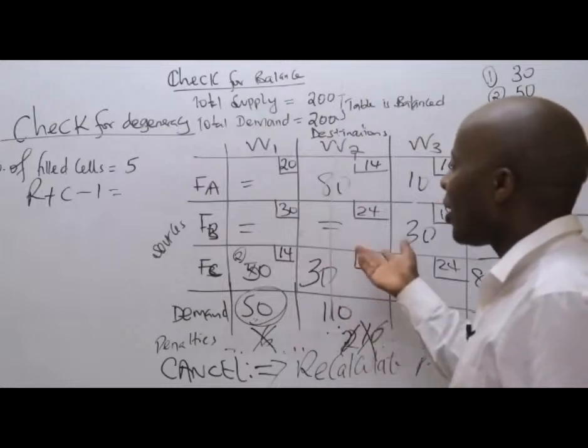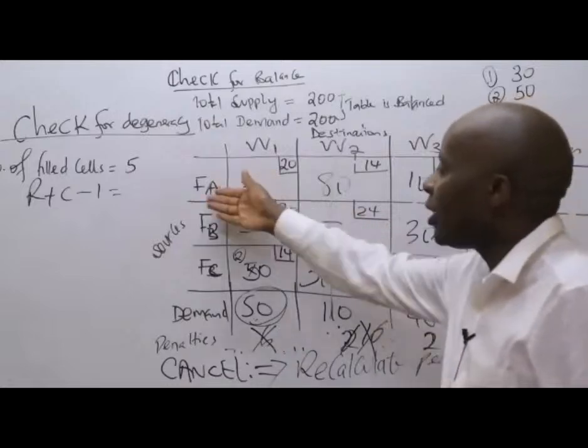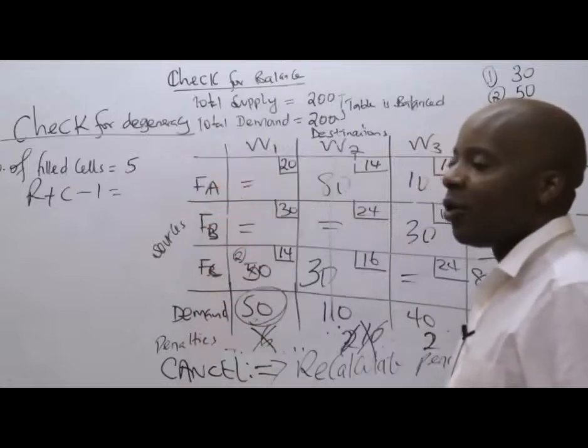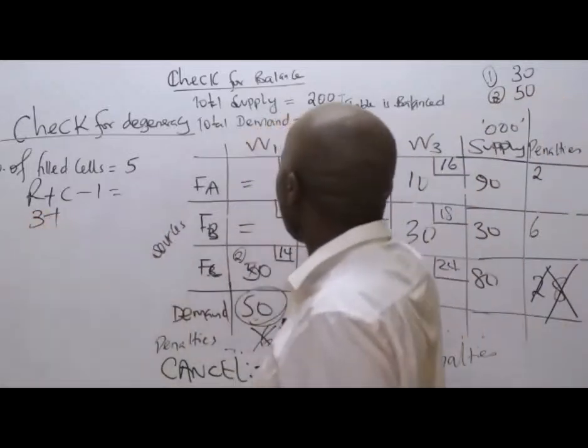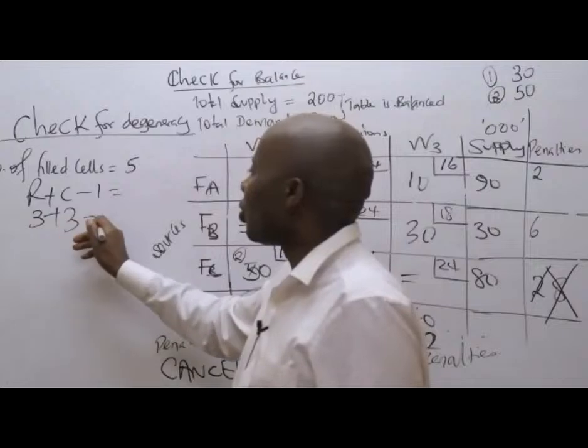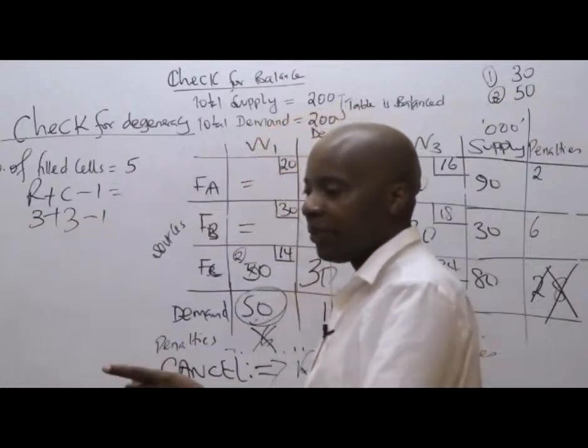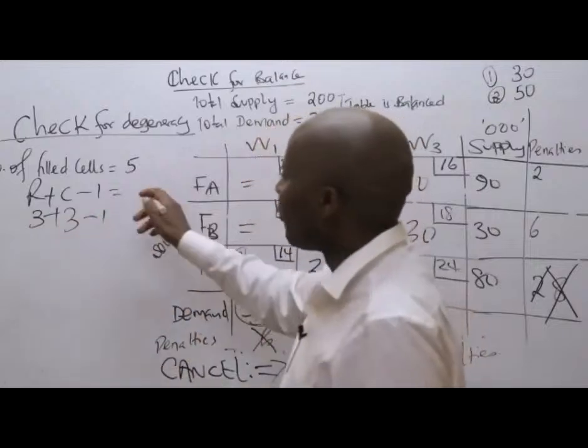So rows, how many do we have? Rows means sources. 1, 2, 3. Don't count the demand. Rows, we have 3. Columns, we have got how many? 1, 2, 3. Columns are 3. So 3 plus 3 minus 1, as Edward is telling me, is 5.